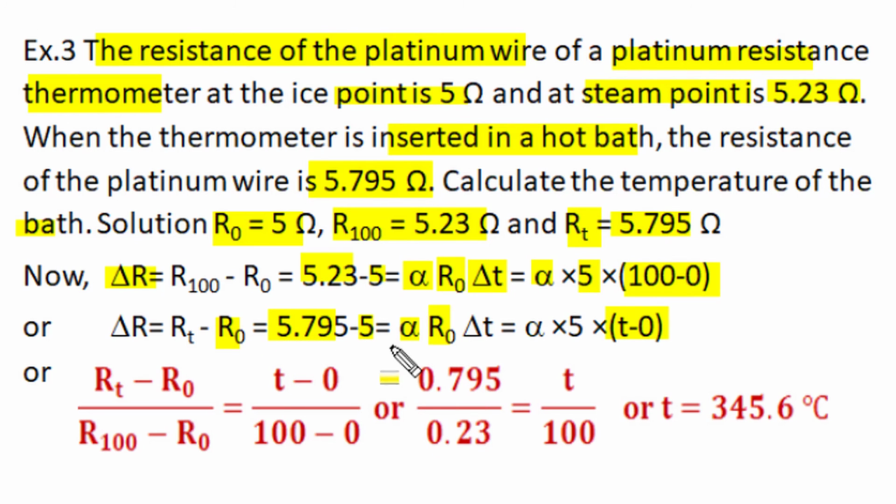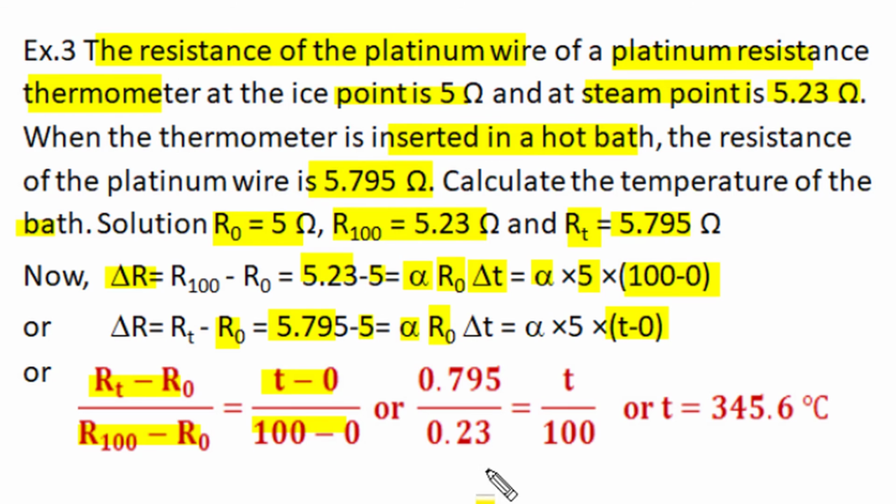Now we don't know alpha. This problem can be solved in two ways. From one expression we can calculate the alpha value, the TCR value, and substitute that alpha in the second expression, or we can do another thing. We'll just take a ratio, and when we take the ratio of the change of resistance in the first condition and the change of resistance in the second condition, as TCR and initial resistance are the same, it becomes a ratio of the change in temperature in the first condition and the change of temperature in the second condition.